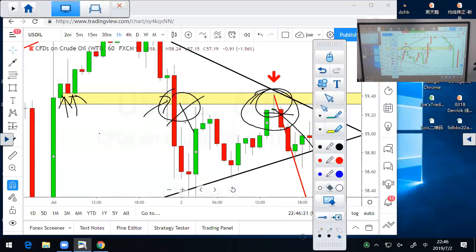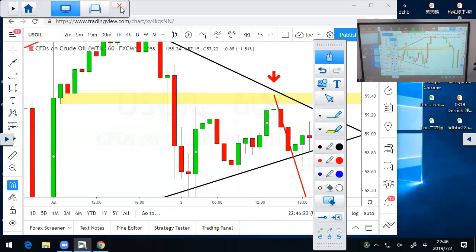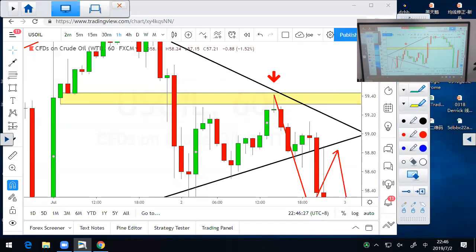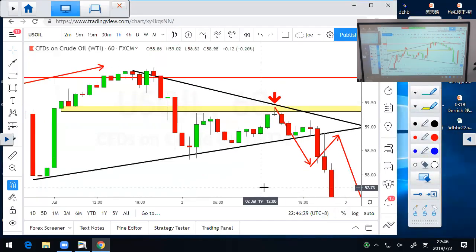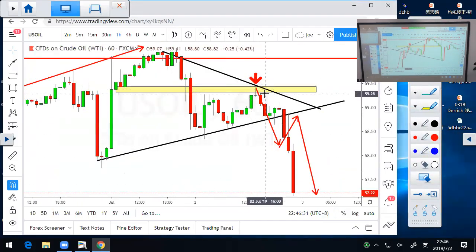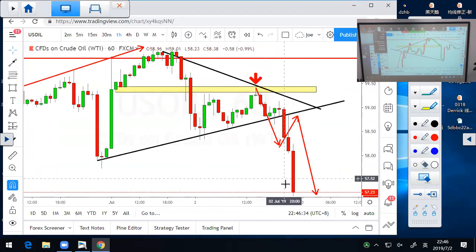Anyone trade this? This could not be a better example than this one here. It's really, really profitable. From 59 to 57, right? One day, 200 pips.